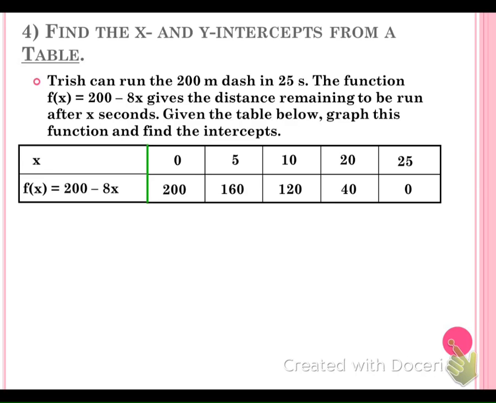Okay, so first of all, let's see if our table will give us that. Our table has the points 0, 200, 5, 160, 10, 120, 20, 40, and 25, 0. If you look at a table, in order to find the x-intercept, you need to know when y equals 0. So here's my x, here's my y. I'm going to look and see where y is 0. So if I look over, y is 0 right here. So that means that my x-intercept is going to be 25.